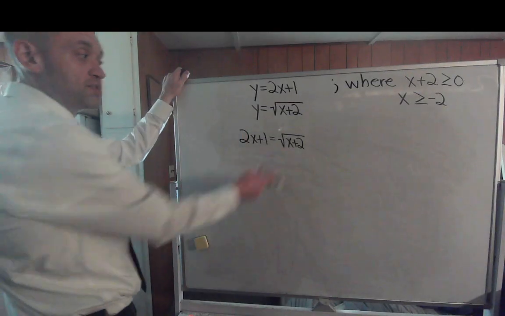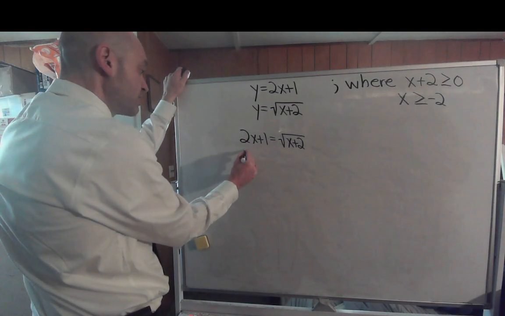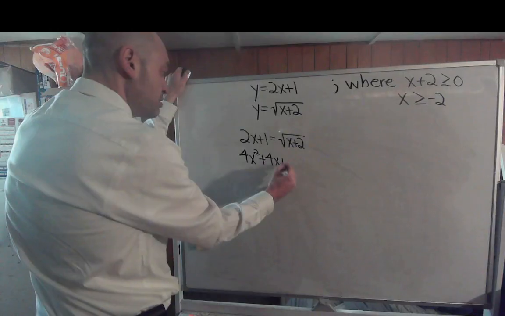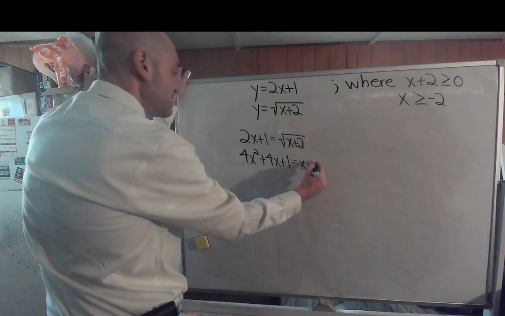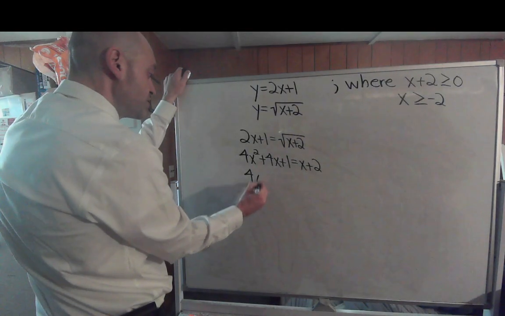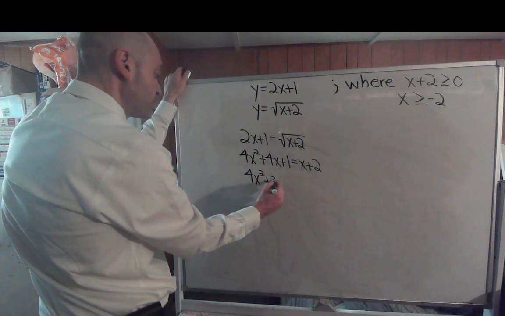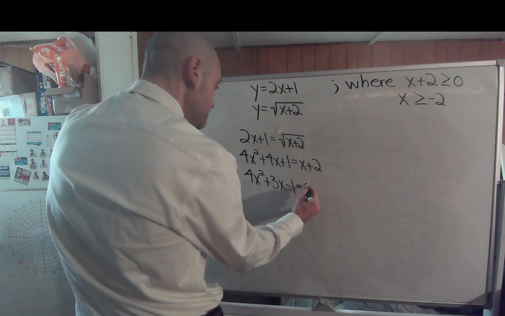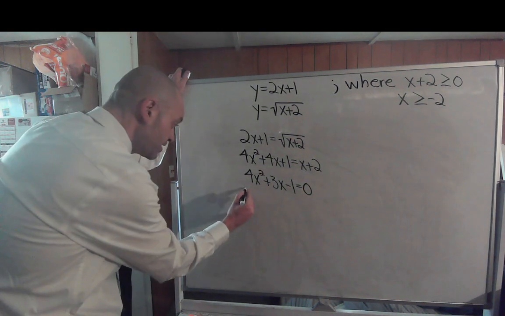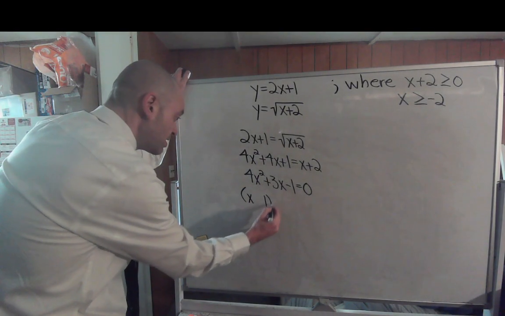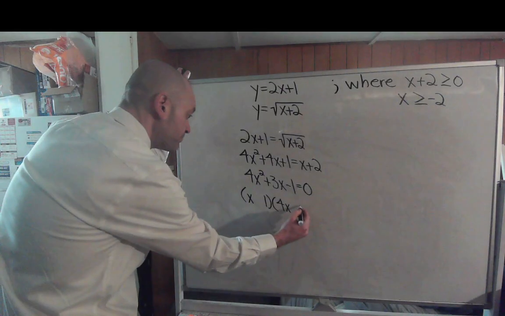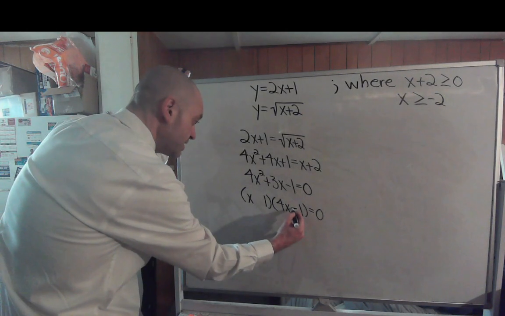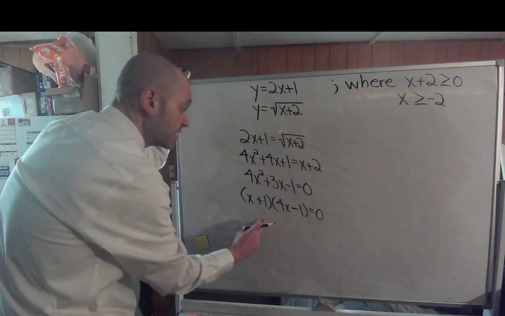Now you just square both sides, you can get rid of the radical. This would turn into 4x squared plus 4x plus 1 equals x plus 2, which would turn into 4x squared plus 3x minus 1 equals 0. And I'm pretty sure this is actually going to factor. 4x squared minus x plus 4x, so yeah, plus 3x minus 1.